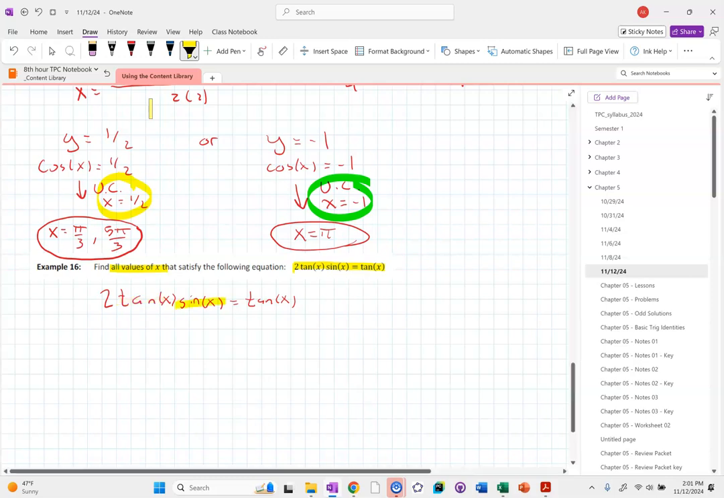Can I change sine into just a tangent? No, right? I can turn sine into 1 over cosecant, but that doesn't help me. All right, so an identity is not going to help here.